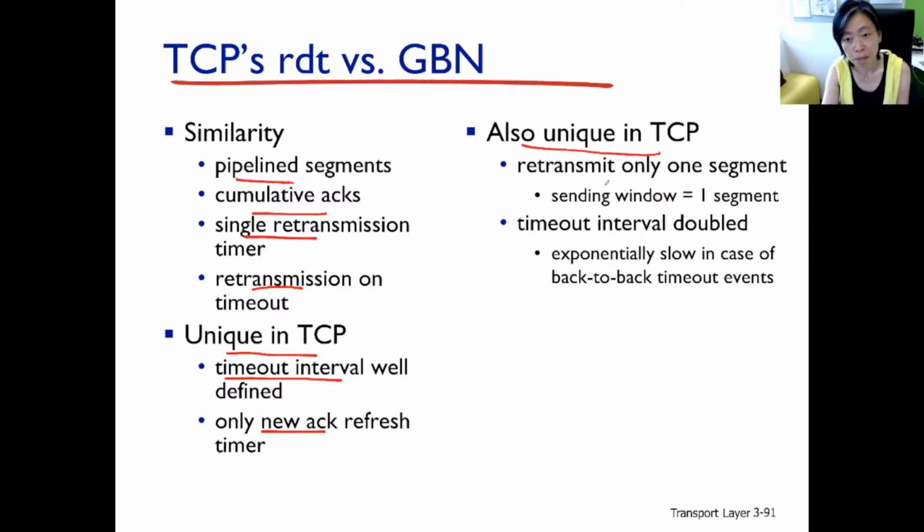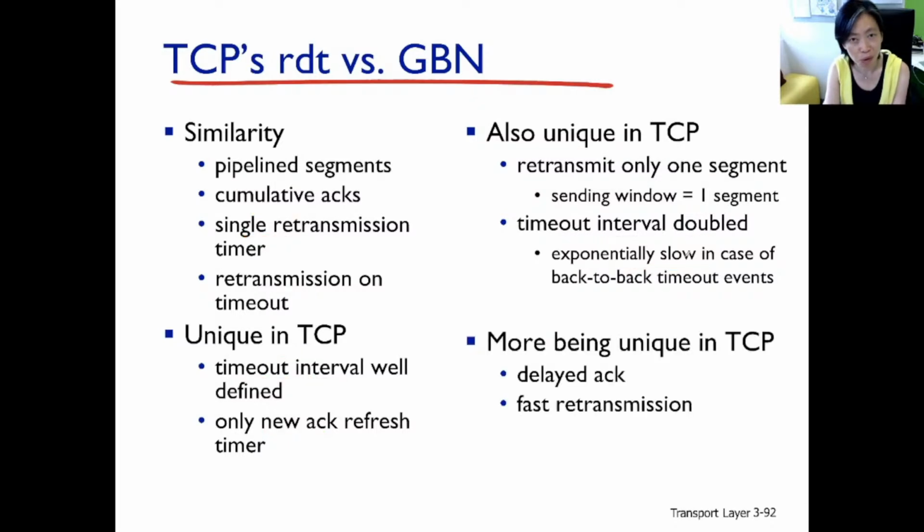Also unique in TCP is this: if a timeout occurs, we retransmit only one segment, so the sending window size is reduced all the way to 1. And the timeout interval is doubled as well. Okay, so it is exponentially slower in case there are back-to-back timeout events.